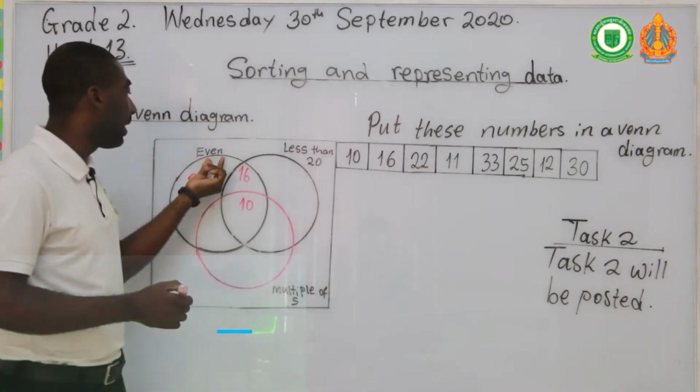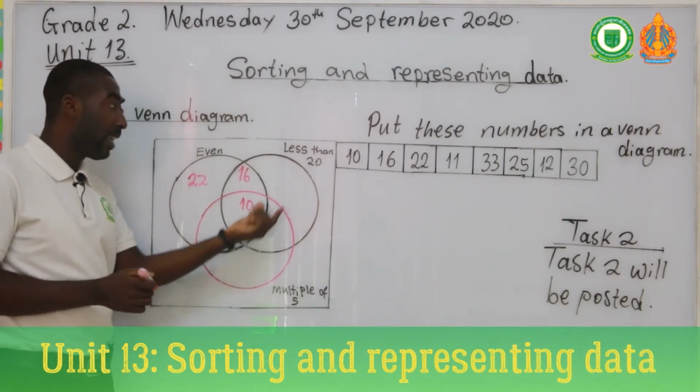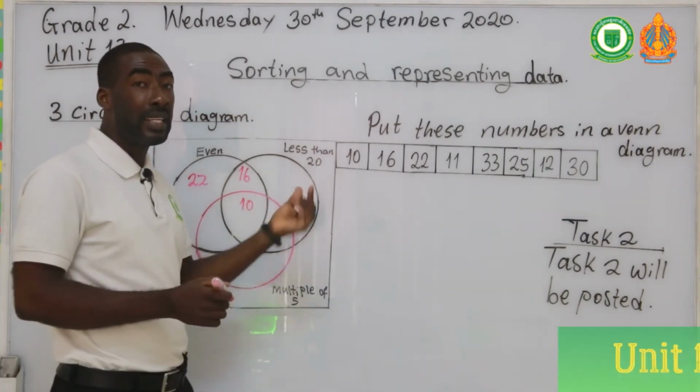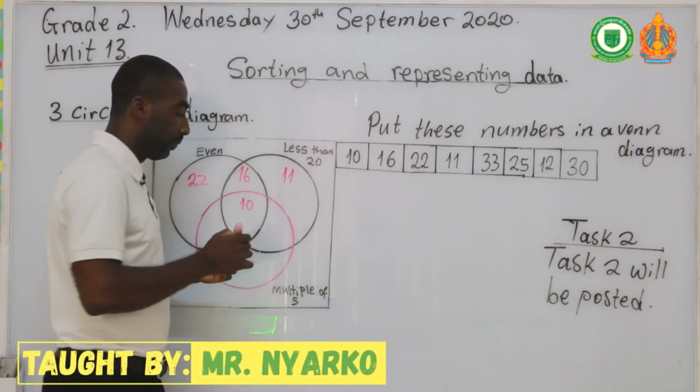11 is not an even number. It's not a multiple of 5. However, it is less than 20. So we have to put our 11 here.